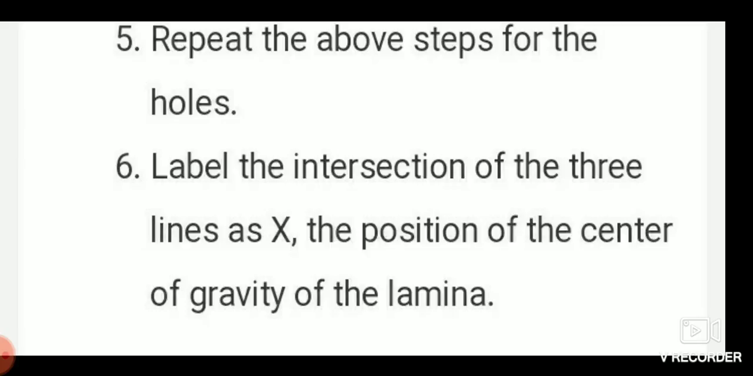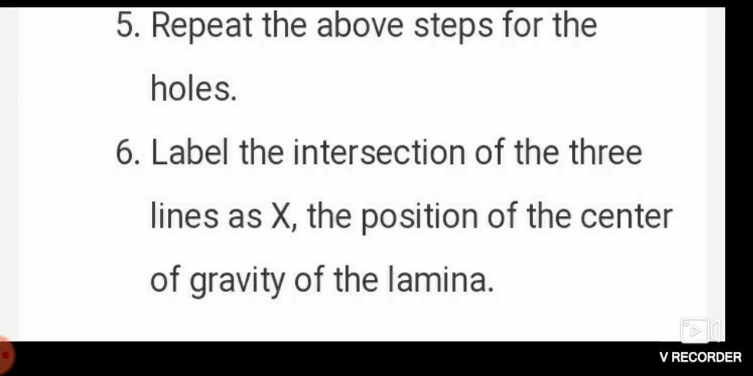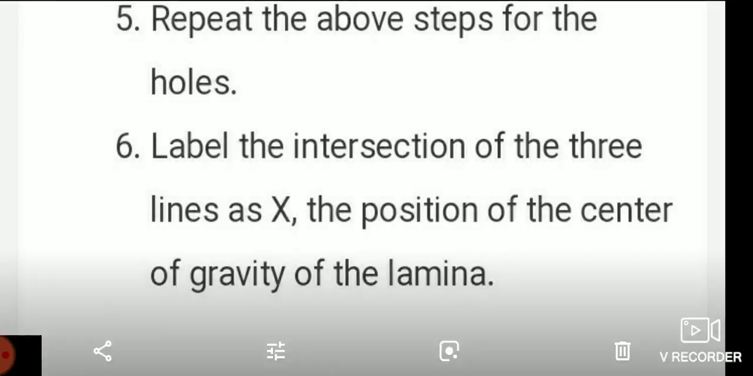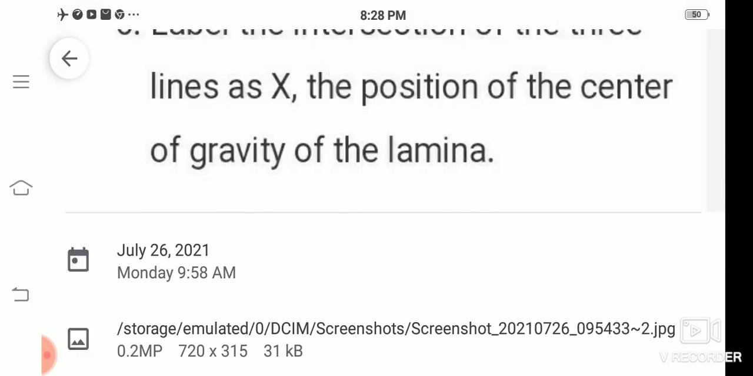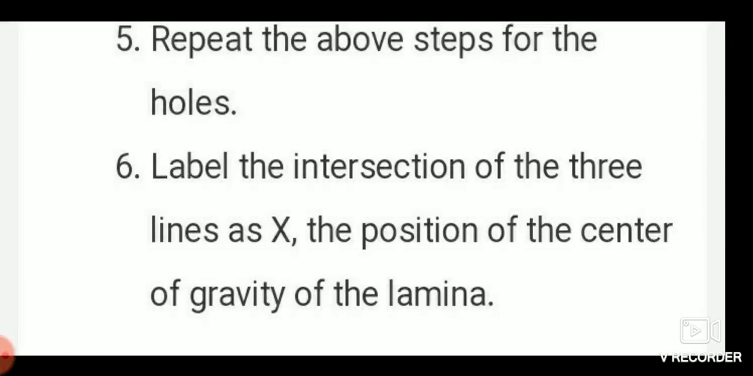Label the intersection of the 3 lines as X, the position of the center of gravity of the lamina.